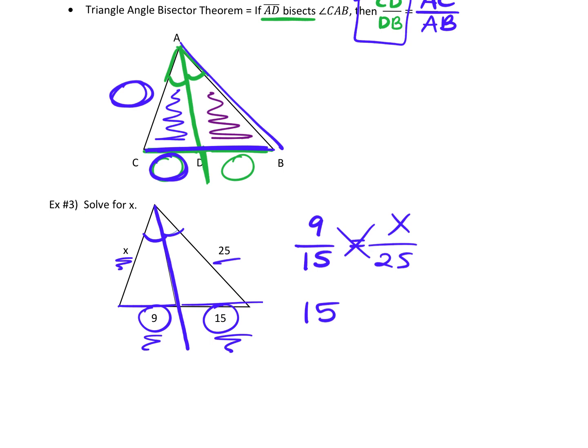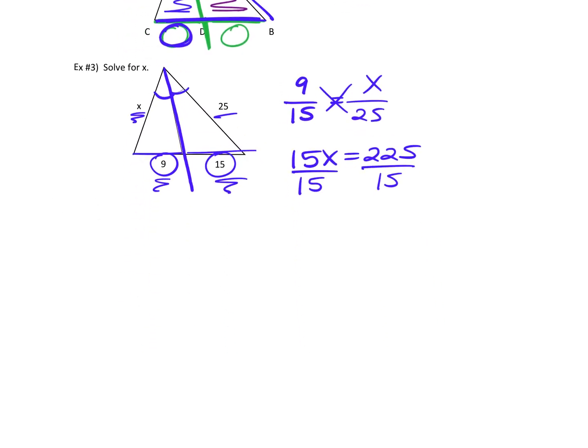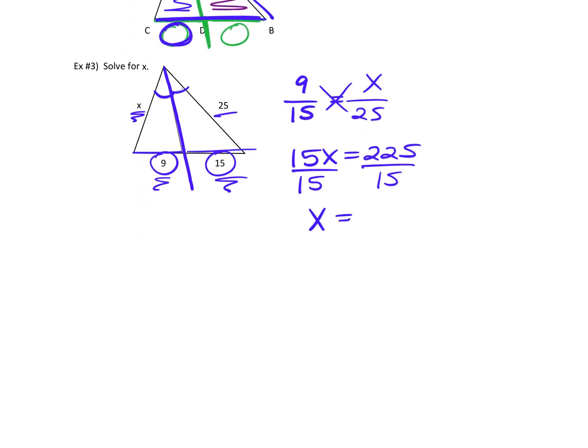So 15 times x equals 25 times 9, which is 225. And then we'll divide by 15. Divide by 15 and you get 15. So x would be 15 for this one. Okay, so you're just setting up a proportion.